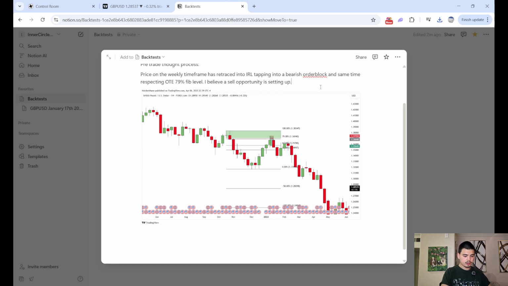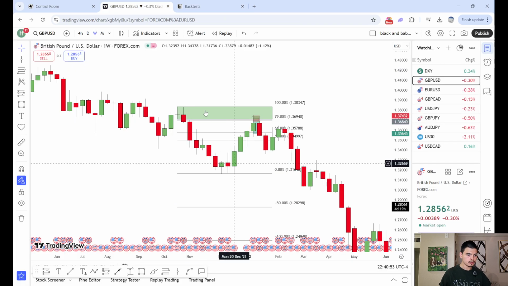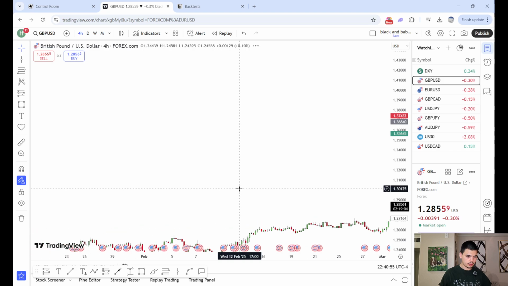I believe a sell opportunity is setting up where we can drop to the 4-hour and look for a market structure shift bearish with a change in the state of delivery or some type of reversal. Okay. So now we're going to go to the 4-hour.